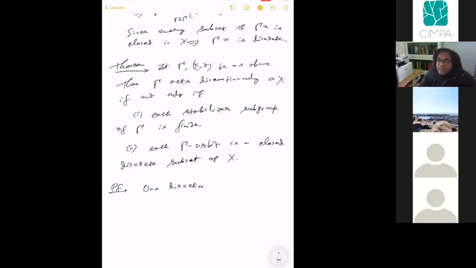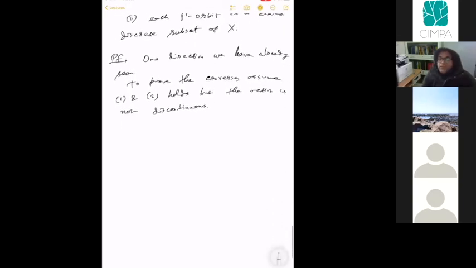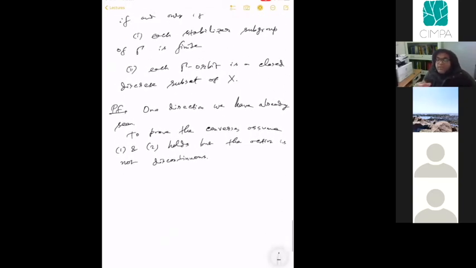One direction we have already seen. To prove the converse, assume 1 and 2 holds, but the action is not discontinuous. Okay, so we would like to get a contradiction to either of these.